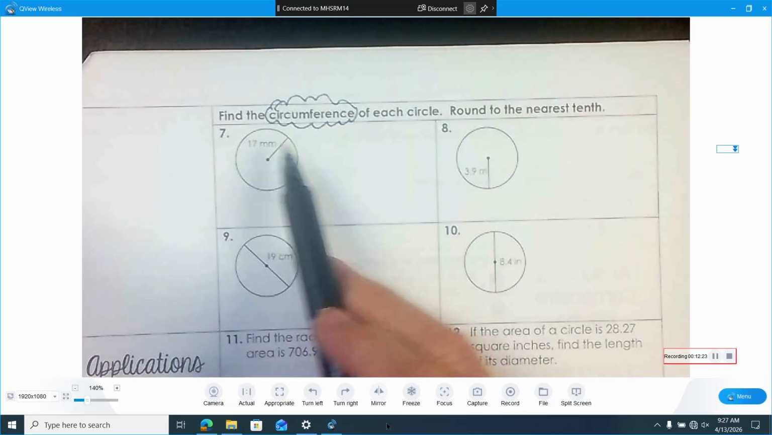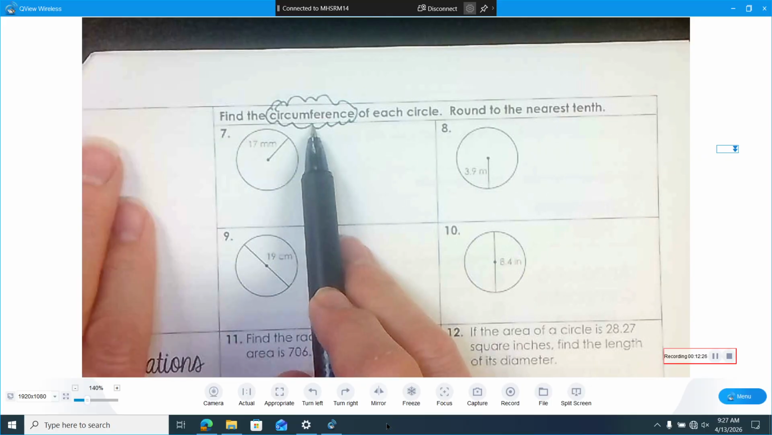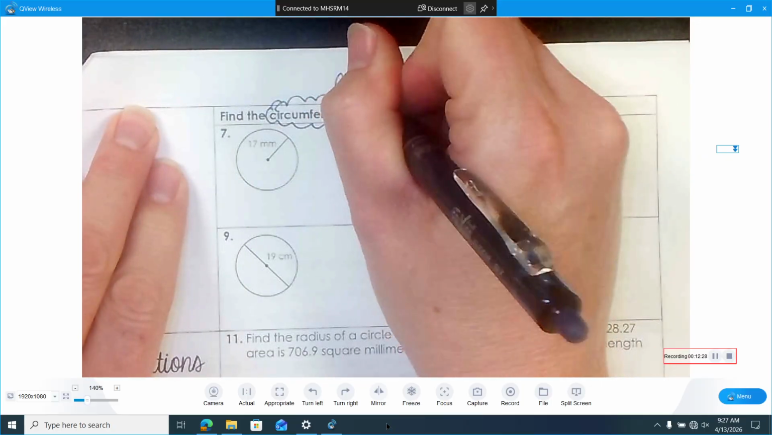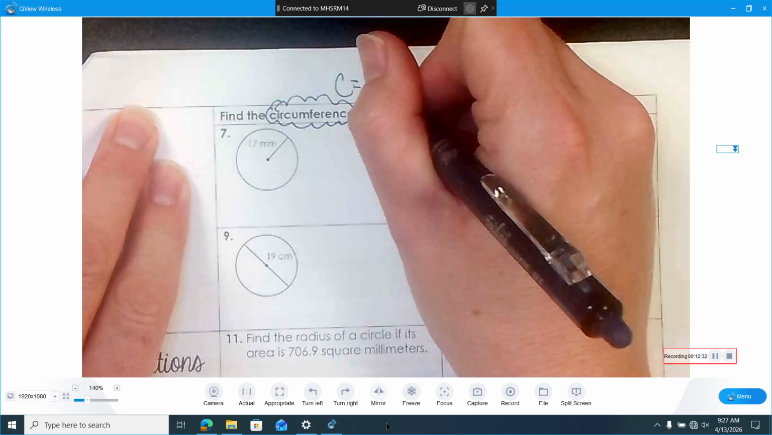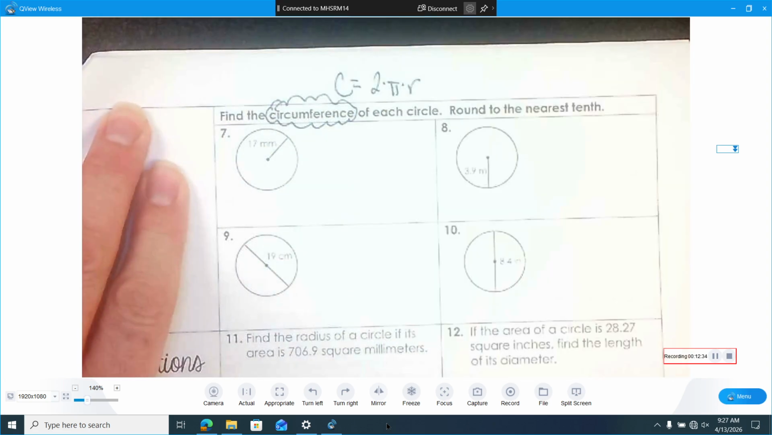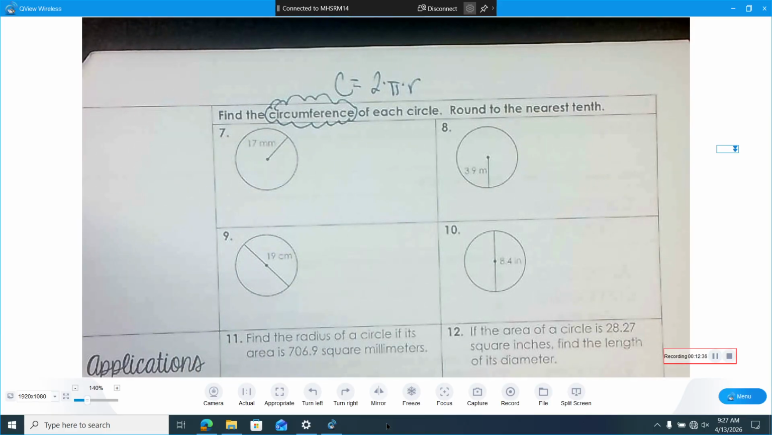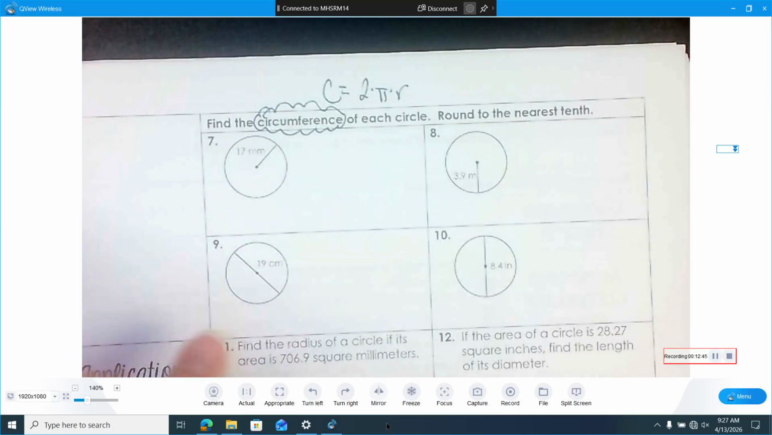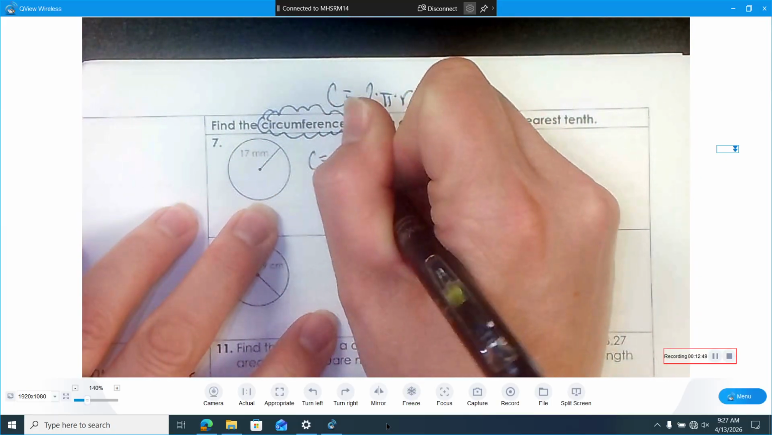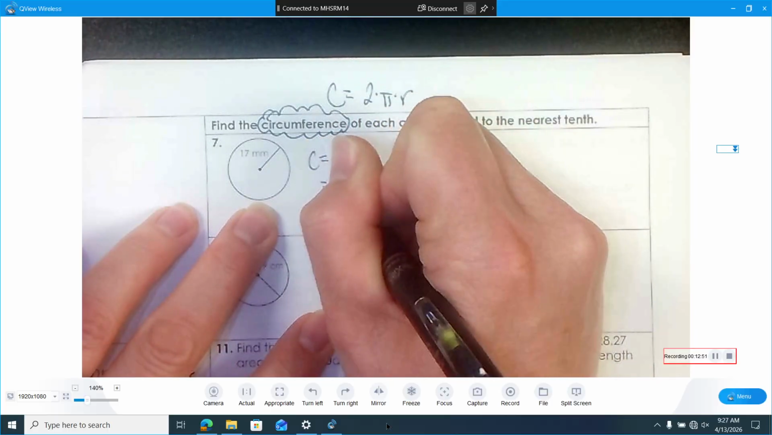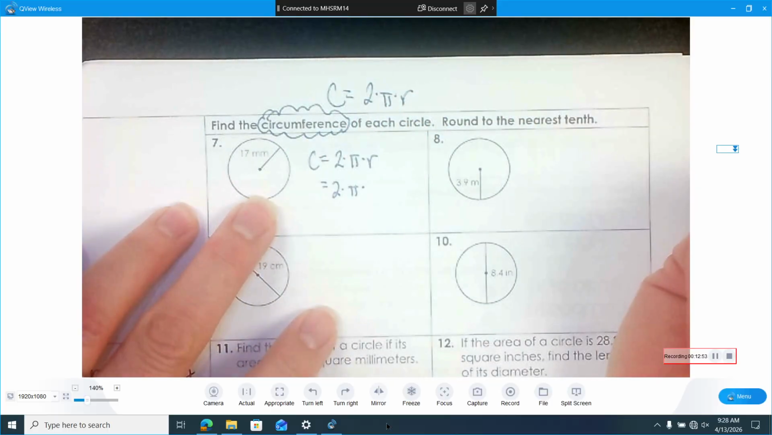Now we are looking at how to find the circumference. What's the formula for circumference? 2 times pi times radius. You'll notice this formula, nothing is squared. In area, we get units squared. This does not. It's just 2 times pi times r. So to find the circumference, 2 times pi times radius. 2 times pi times, what's our radius for 7?